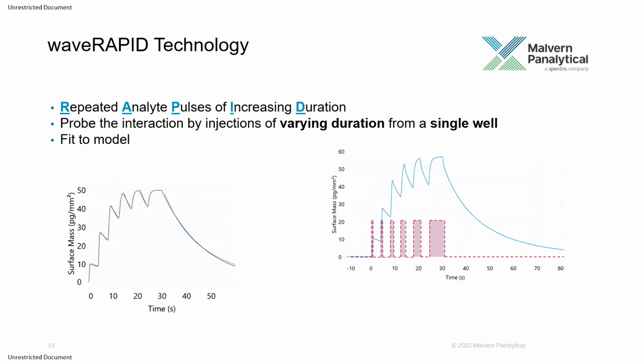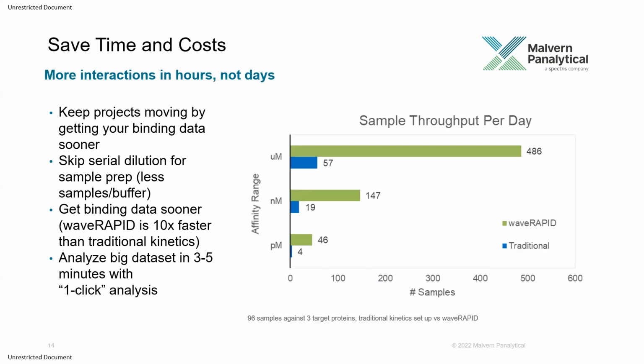So the software can still fit this signal that you get from Wave RAPID and fit it to the same rate equation in order for you to calculate off rate, on rate, ultimately your binding affinity, but at a faster speed. So the cost benefit of using Wave RAPID.